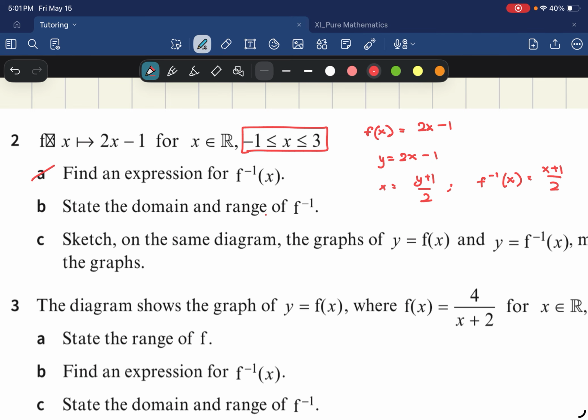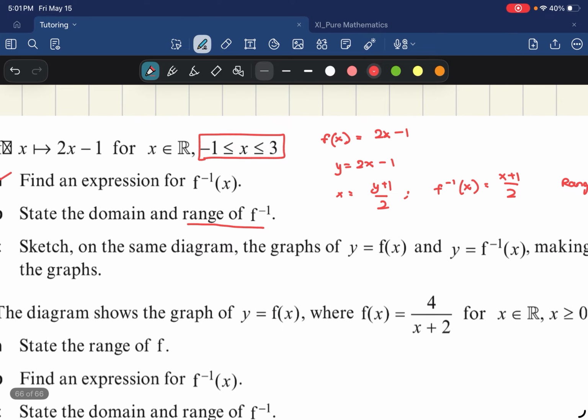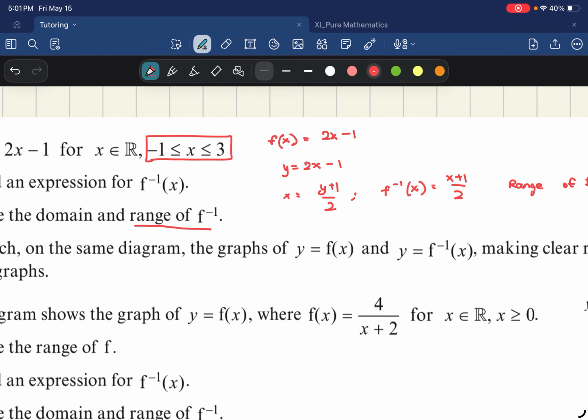State the domain and range of f inverse of x. Well, we know the range of f inverse of x. The range of f inverse of x is going to be the domain of f of x, and the domain is just this. So it's going to be -1 to +3.